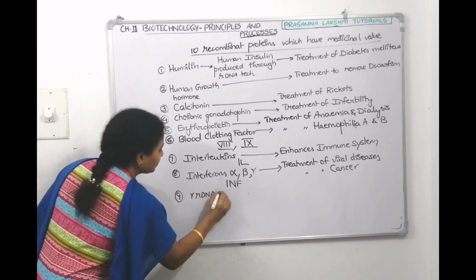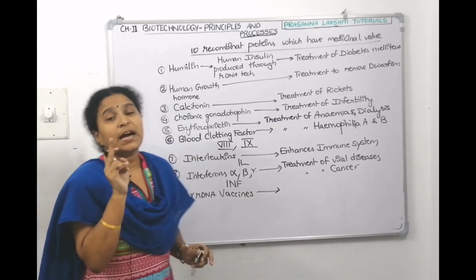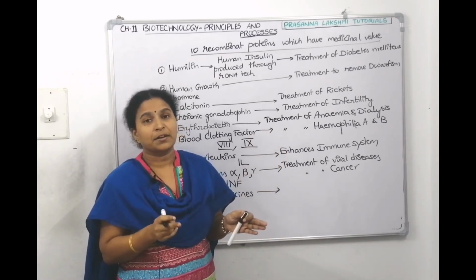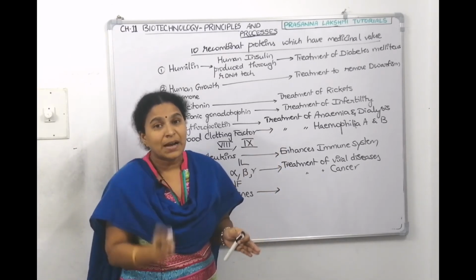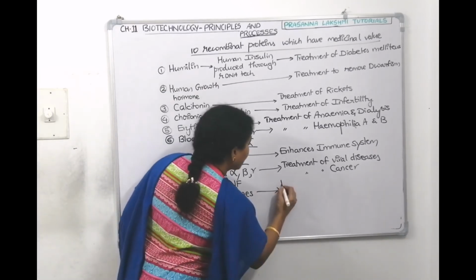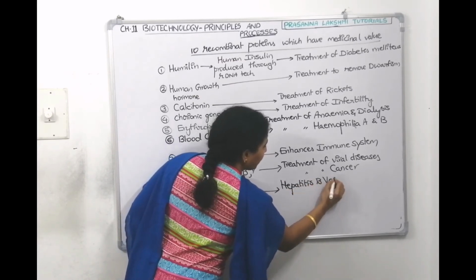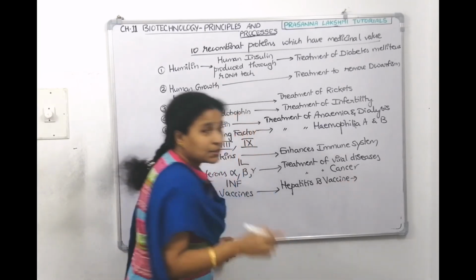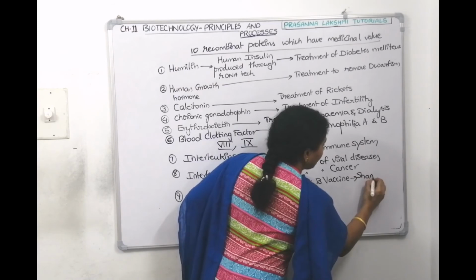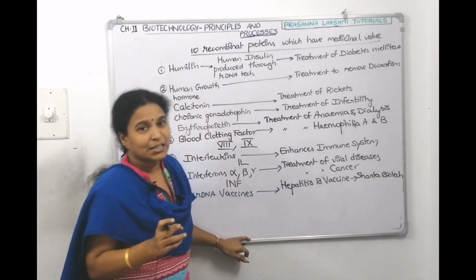Then rDNA vaccines, right? Do you know any vaccine? What is the first rDNA vaccine manufactured in India? In exercise questions, in NCERT exemplar questions again, what is the first rDNA vaccine to be manufactured in India? It is the hepatitis B vaccine. So the credit goes to the first Indian biotechnological company, Shantha Biotech. Shantha Biotech has manufactured this hepatitis B vaccine.